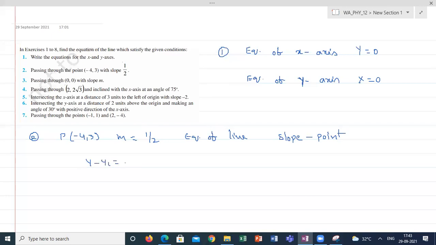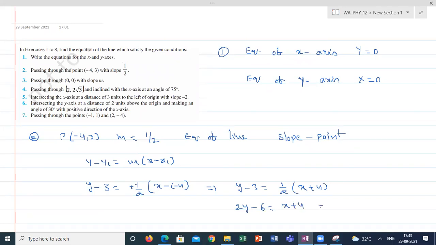So y minus y1 is equal to m into x minus x1. So y minus 3 will be equal to 1 by 2 into x minus of minus 4. This will be y minus 3 is equal to 1 by 2 into x plus 4. So 2y minus 6 is equal to x plus 4. From here, in standard form, x minus 2y plus 10 is equal to 0. This is the equation of the line for the given data, having slope 1 by 2 and passing through (-4, 3). Clear, students? Yes, sir.